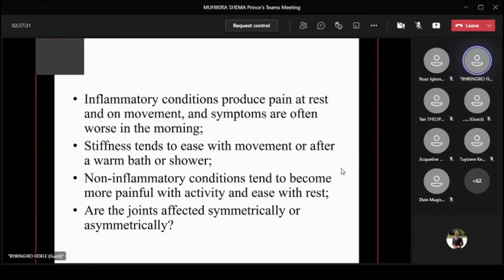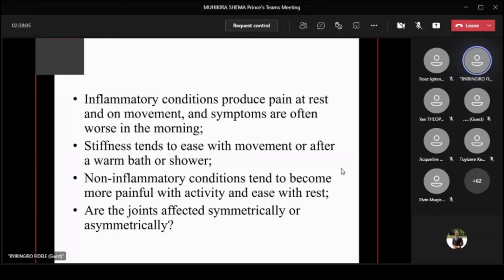Are the joints affected symmetrically or asymmetrically? These are very important questions when you are dealing with patients with bone and joint conditions. So you have to ask about the structures surrounding the joints, including the ligaments, the tendons, the tendon sheath, the bursae, muscles, and bone for any complaints. And in assessing the musculoskeletal pain, use the mnemonic SOCRATES, which is also common in this condition.